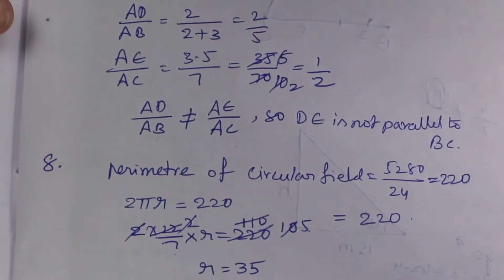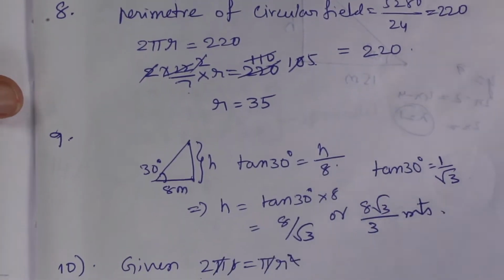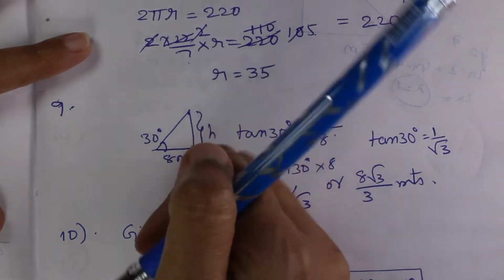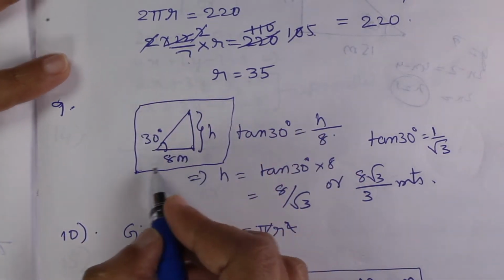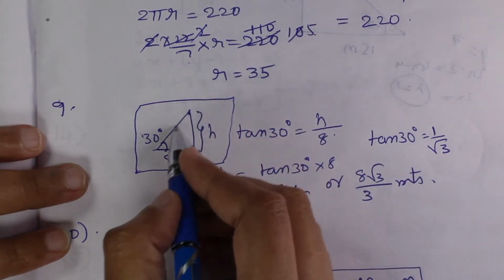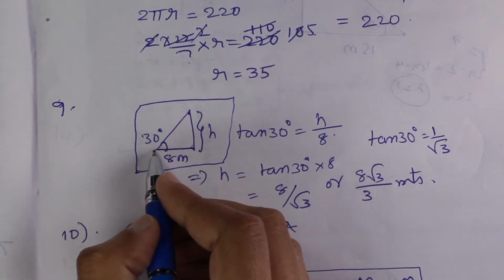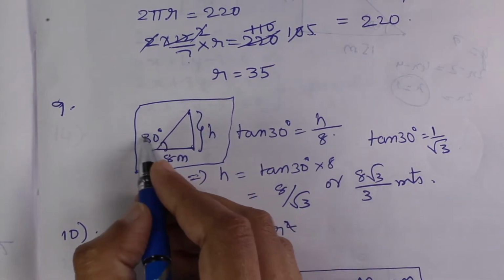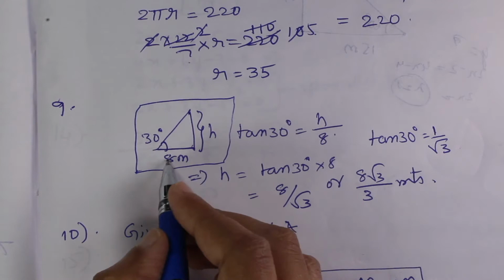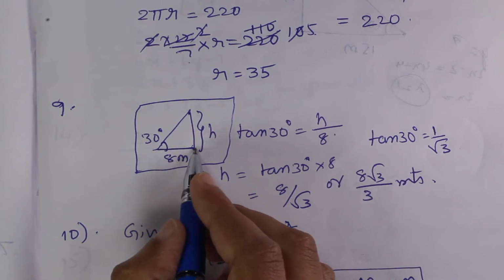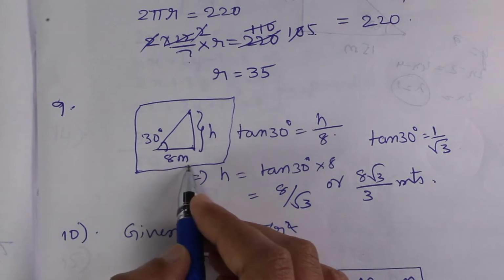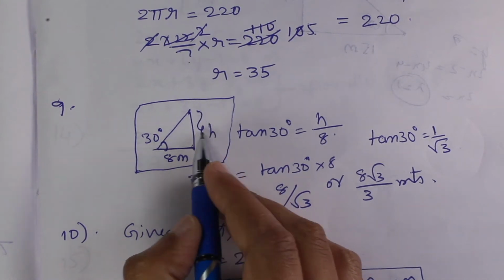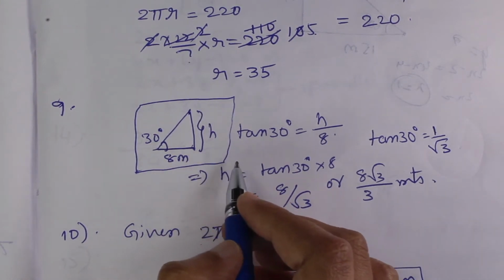So he said that a tree is broken. Look at this figure. A tree is broken and the broken part makes an angle of 30 degrees with the ground. Here it is 30 degrees. And the distance between the foot of the tree and the point where the tree touches the ground is 8 meters. And we have to find the height of the remaining part of the tree.